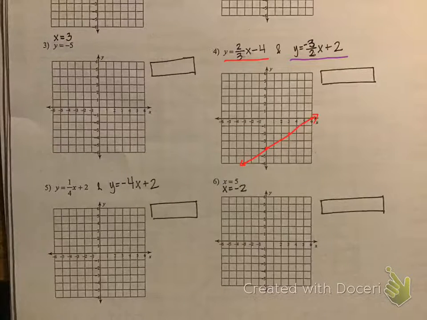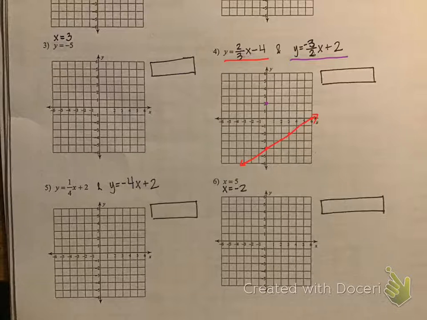So now we've got our next equation, y equals negative 3/2 x plus 2. So again, my y-intercept is going to be 0, 2. We're looking at this equation right here, and the y-intercept is 2. So 0, 2 is the y-intercept.